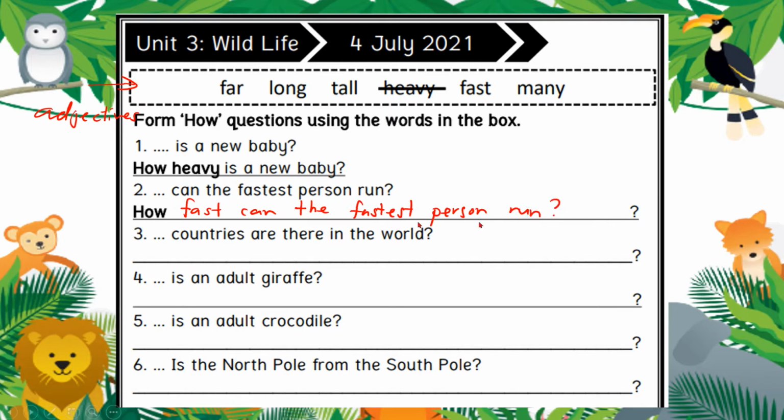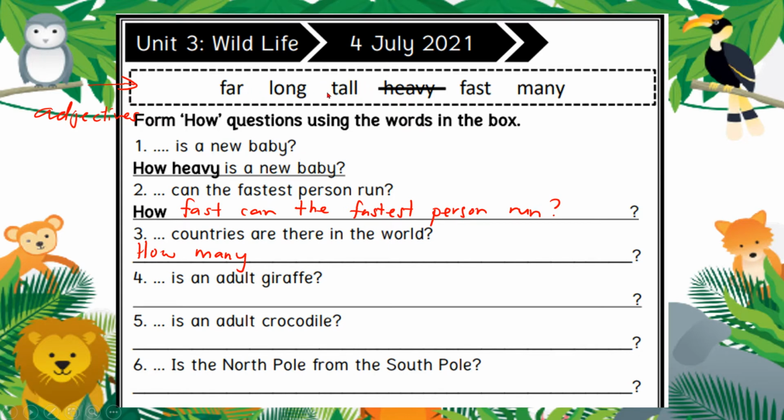And then ini countries. How apa? How what countries are there in the world? How many? Berapa banyak? How many countries? Berapa banyak negara are there in the world? Dekat dunia ni, ada berapa banyak negara dekat dunia ni? That's the question. Okay, so number 4, number 5, number 6, awak buat, okay? Don't forget to put how in front. Letakkan how kat depan.